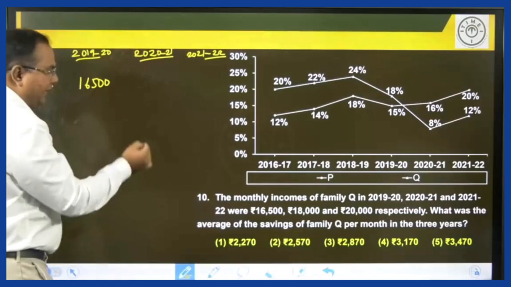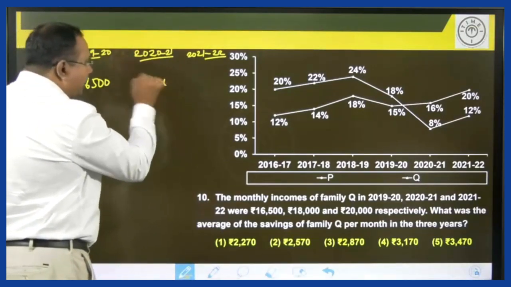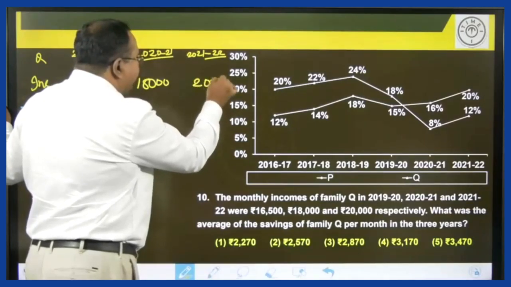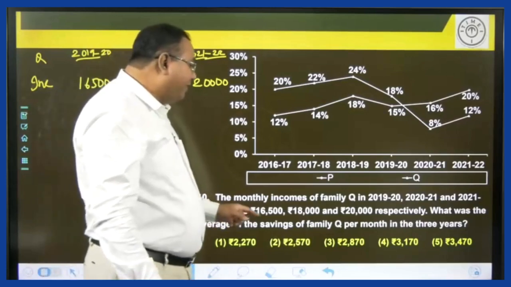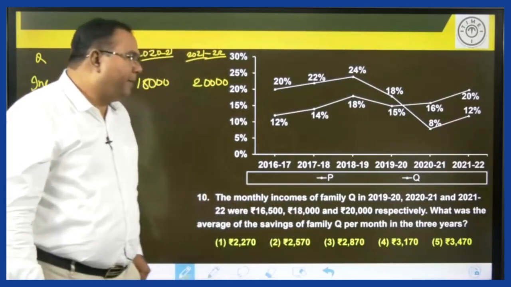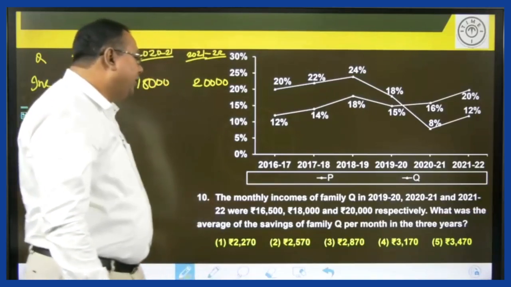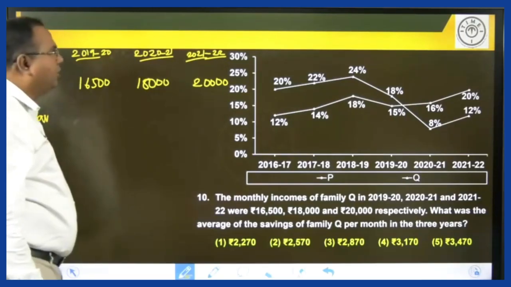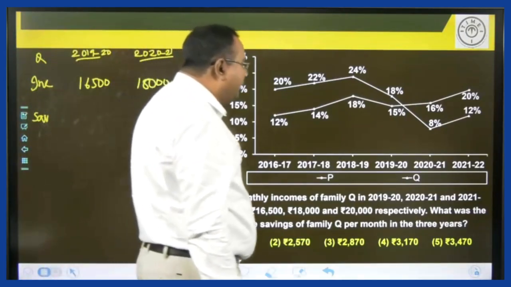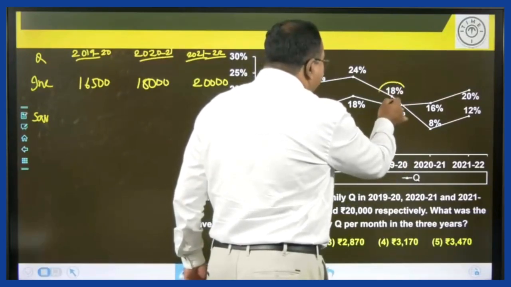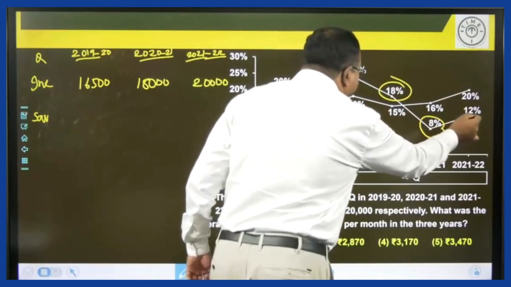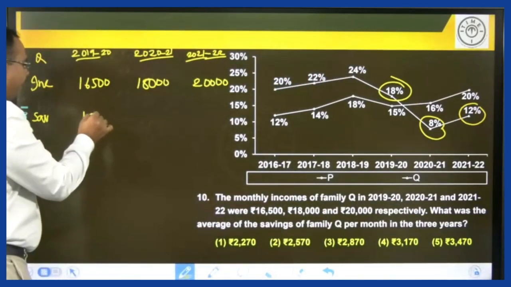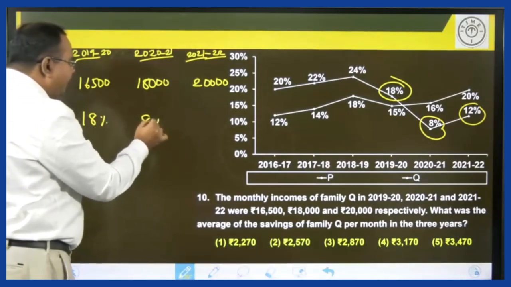2019-20, 16,500; 2020-21, 18,000; 2021-22, it has to be 20,000. It is given there, 20,000. What was the average of savings of family Q per month in the 3 years? Okay. Q savings, you tell me. Q is represented by the triangle shape: 18%, 8%, 12%.